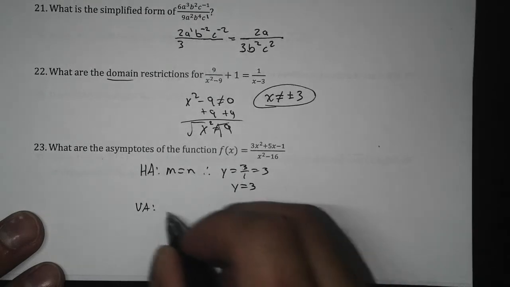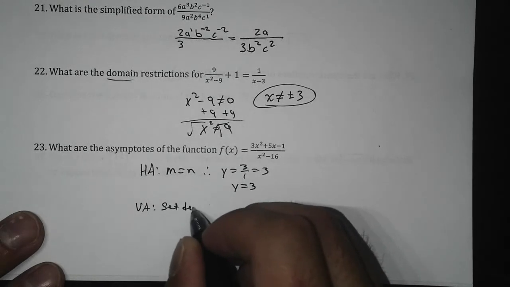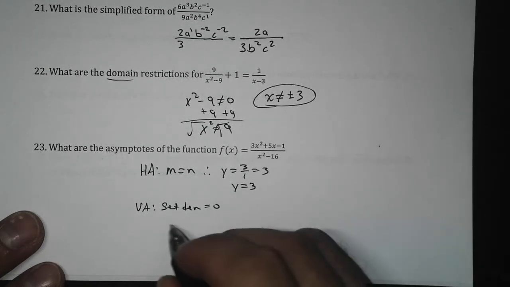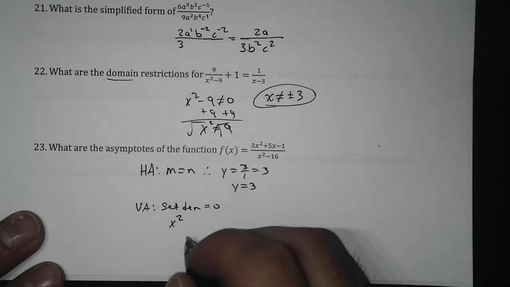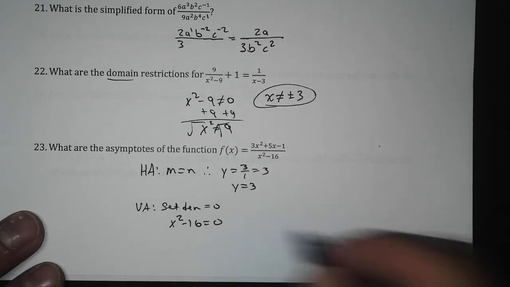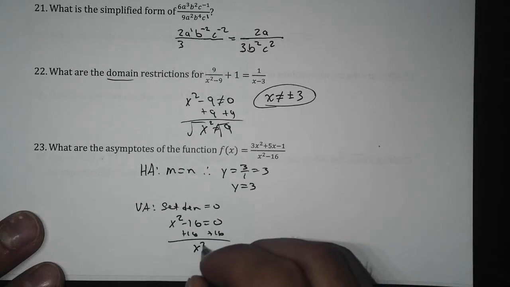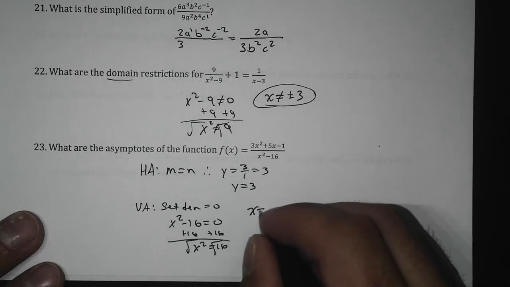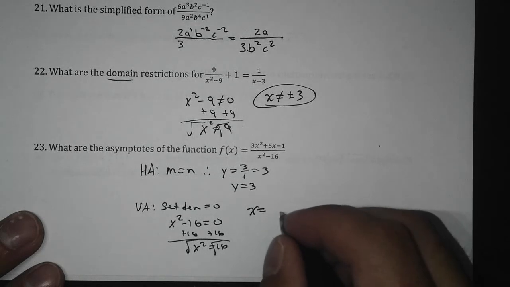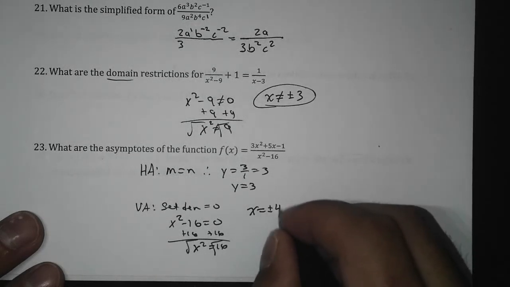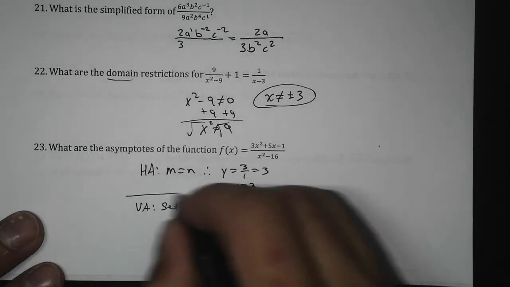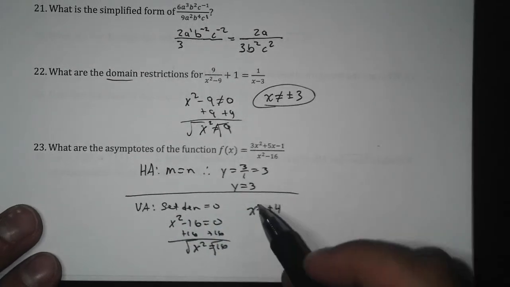My vertical asymptote, we set denominator equal to 0 and solve. So x squared minus 16 equals 0. x squared equals 16. Square root, x equals plus or minus 4. Right? So we have our answer here and here. Okay, moving on.